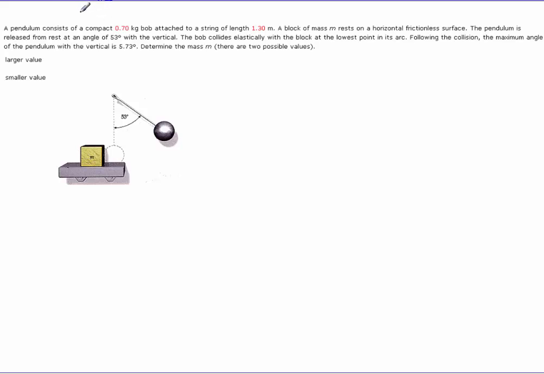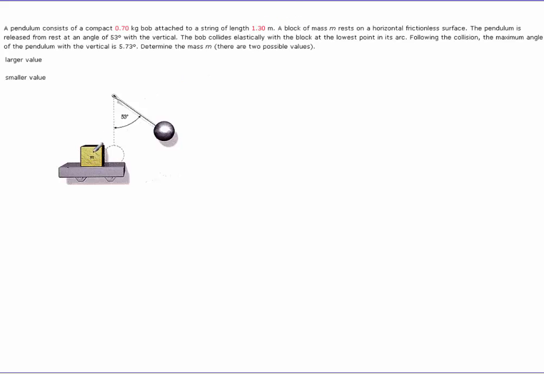This is Dr. Holt. I want to work this physics problem. It's a good problem because it combines kinetic energy and momentum. Here I have a pendulum that consists of a compact 0.70 kilogram bob attached to a string. The string has a length of 1.3 meters.